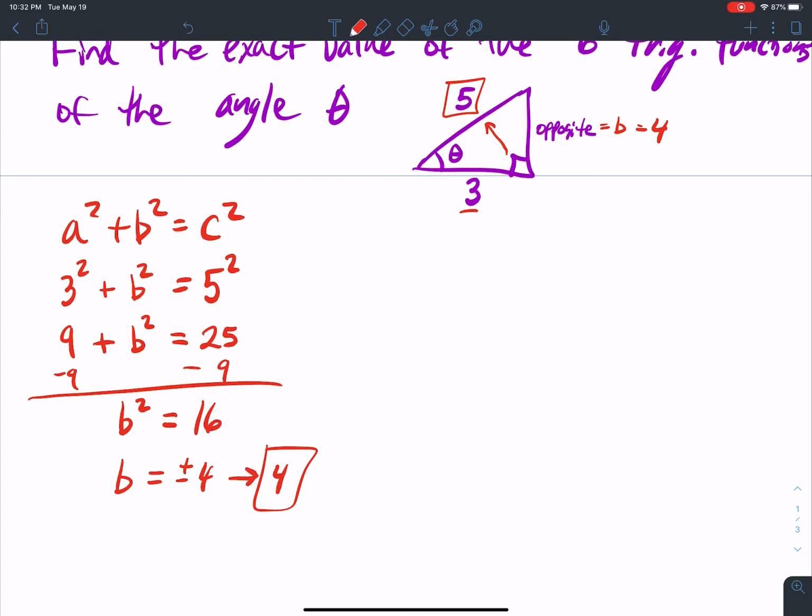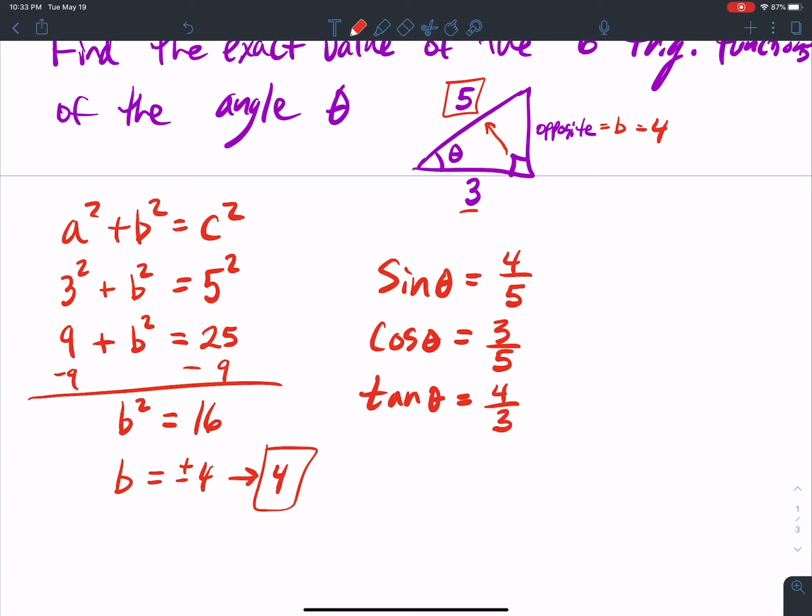Now, when I run through the 6 trigonometric functions, sine theta, cosine theta, tangent theta, those are the first 3. So sine is some old hippie, that's opposite over hypotenuse. So that's 4 divided by 5. Cosine theta is adjacent over hypotenuse, so caught another hippie. So adjacent divided by hypotenuse, that's 3 divided by 5. And then tangent theta, with respect to the angle theta, is opposite over adjacent, that's 4 divided by 3.